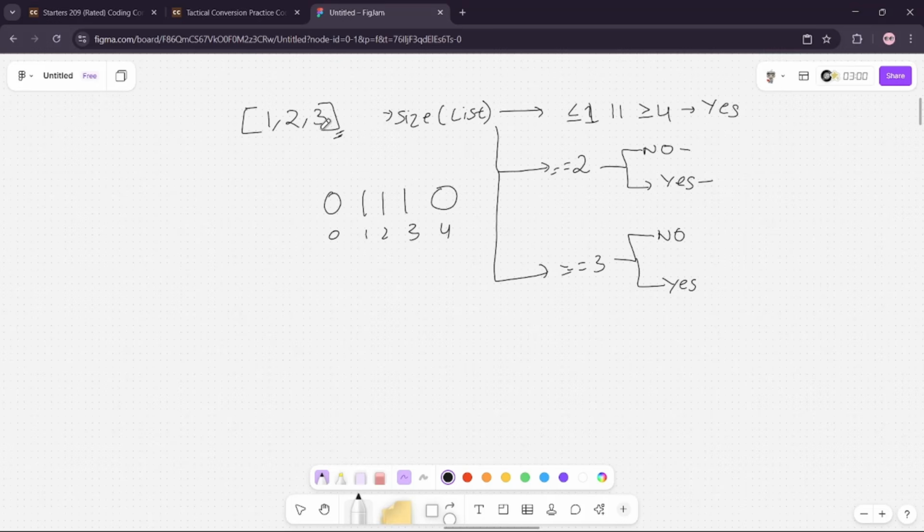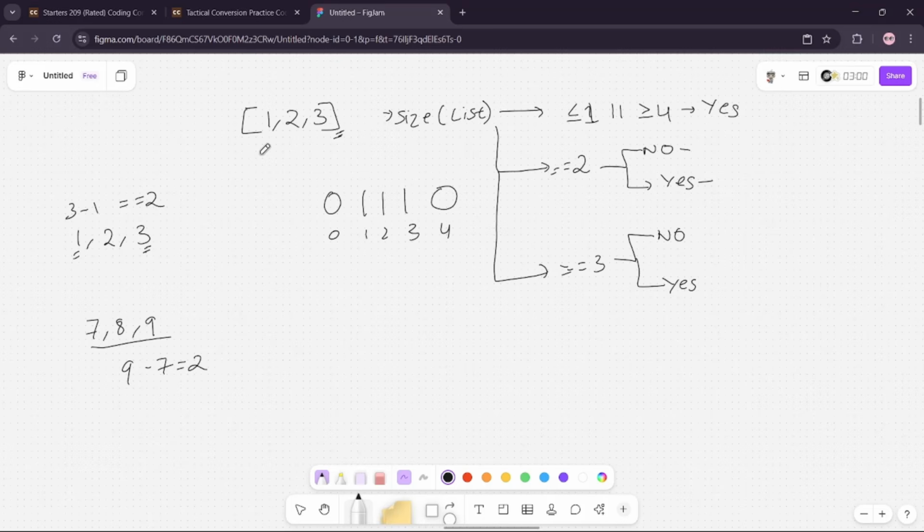If my ones are present at indexes 1, 2, and 3, and the difference between the last index and the first index is double equal to 2, that means they are consecutive to each other. So here the difference will be 3 minus 1, which will be 2. If I say the ones are present at index 7, 8, and 9, then 9 minus 7 is going to be 2. And all three indexes are consecutive to each other.